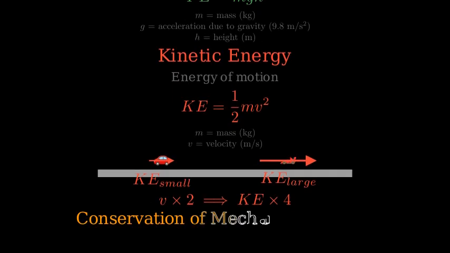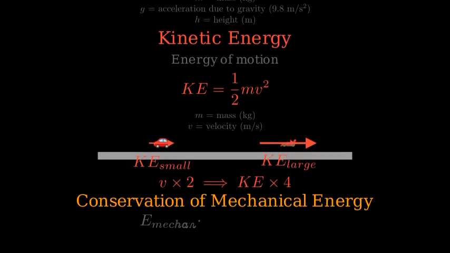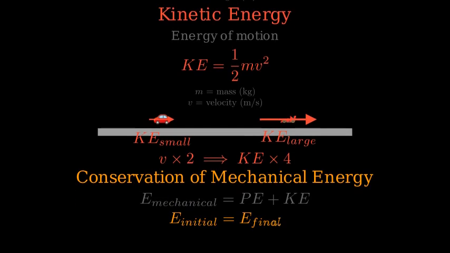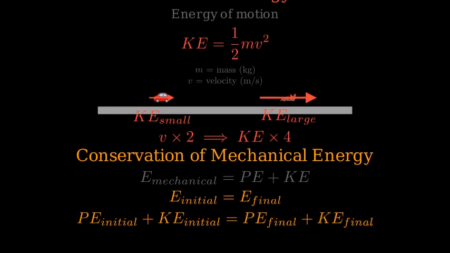When we combine potential and kinetic energy, we get mechanical energy. Mechanical energy is the sum of potential and kinetic energy, and in the absence of friction or other non-conservative forces, mechanical energy is conserved. This gives us a powerful equation. The initial mechanical energy equals the final mechanical energy, or expanded: the initial potential energy plus the initial kinetic energy equals the final potential energy plus the final kinetic energy.